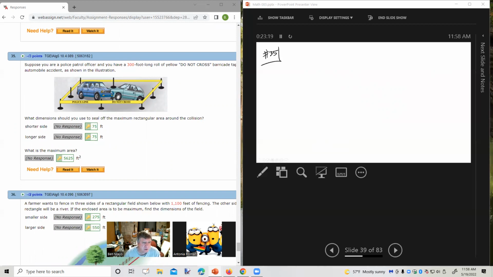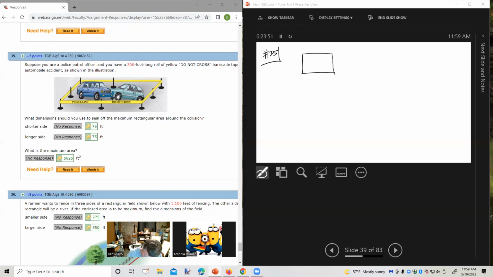Suppose you are a police patrol officer and you have a 300-foot long roll of yellow do not cross barricade tape. What does it say here? To seal off an automobile accident, as shown in the illustration. All right, so basically we're going to make a rectangle, okay? What dimensions should you use to seal off the maximum rectangular area around the collision?